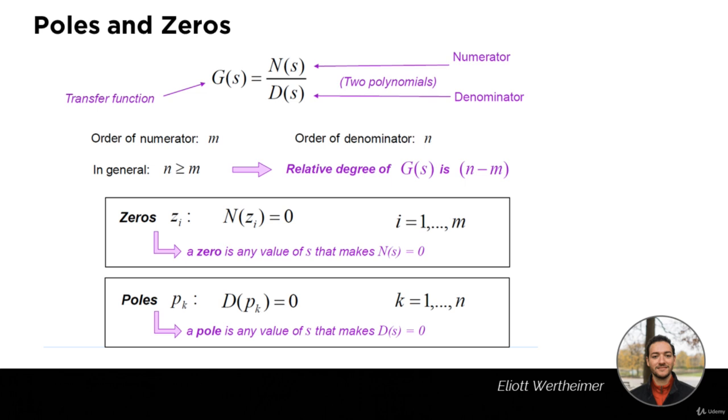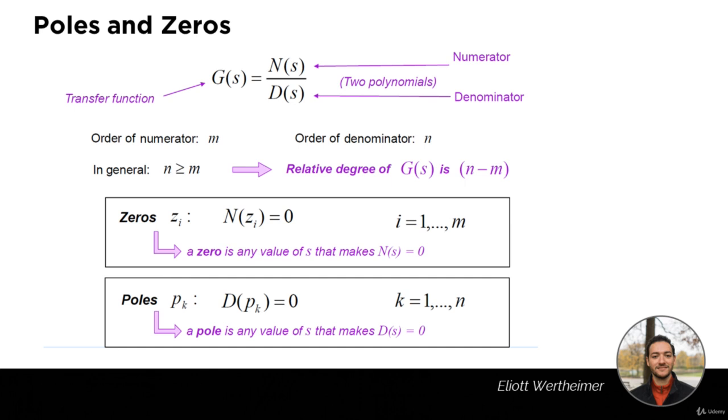And in general, you will always get that the order of the denominator is greater than or equal to the order of the numerator. If you are one day asked for the relative degree of a transfer function, it is the denominator order minus the numerator order. It has to be positive. So what is a zero? It's easy to remember because a zero is essentially when the transfer function is equal to 0. So it has to be that the numerator is equal to 0. So zeros are all the points at which the numerator is equal to 0. It's any value of s that makes N(s) equal 0.